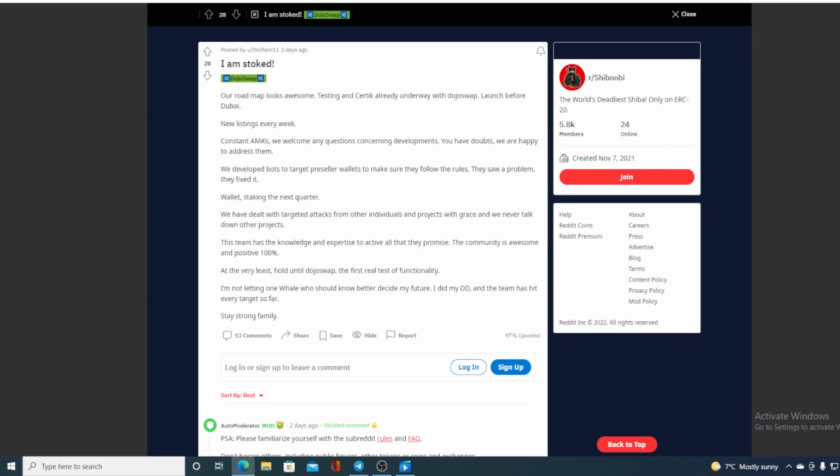Now, check this out, guys. The goals. I'm stoked. Our roadmap looks awesome. Testing Certik already underway with dojoswap, launched before Dubai, so dojoswap is coming. New listing every week. Constant AMAs being held. We develop bots to target pre-sale wallets to make sure they follow the rules. Wallet staking the next quarter. We have dealt with targeted attacks from individuals and projects with grace, and we never talk down on other projects. This team has the knowledge and experience to achieve all they promised. The community is awesome and positive 100%. And the very last, hold until dojoswap, the first test of functionality. So guys, all of these are things coming with Shibnobi, new things that are going to increase Shibnobi's price, and I am sure that will happen pretty soon, in the very near future.